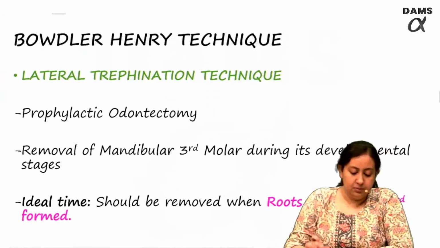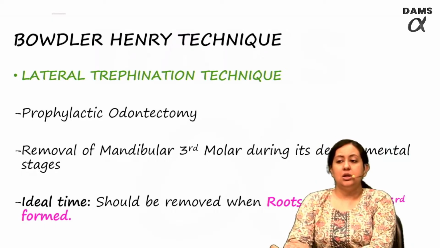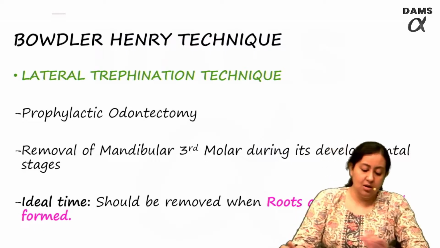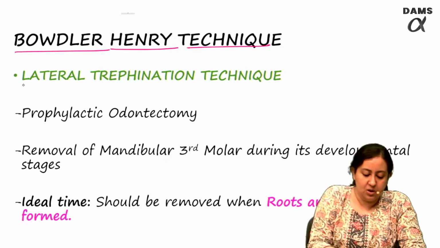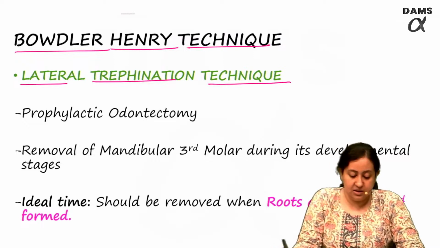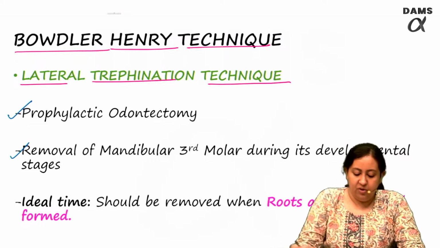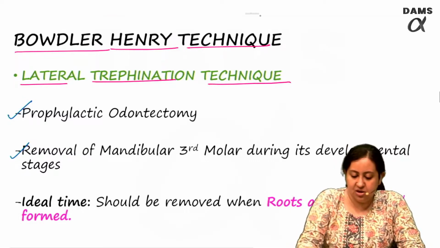Now, this technique of removing the third molars prophylactically in their developmental stages is known as the Bowdler-Henry technique, also known as the lateral trepanation technique. This is a technique for prophylactic odontectomy. It is the removal of mandibular third molars during their developmental stages.